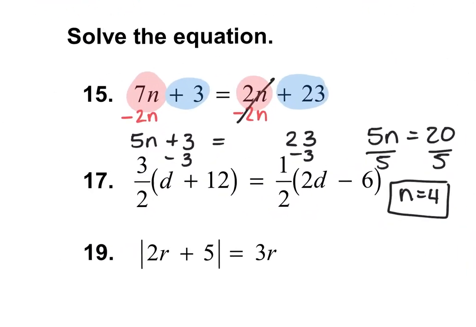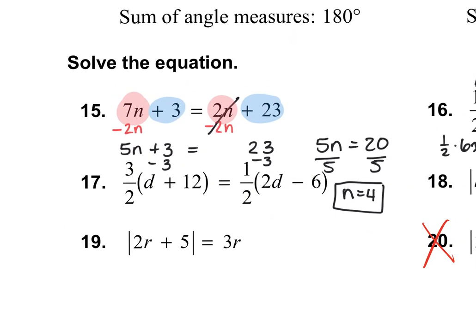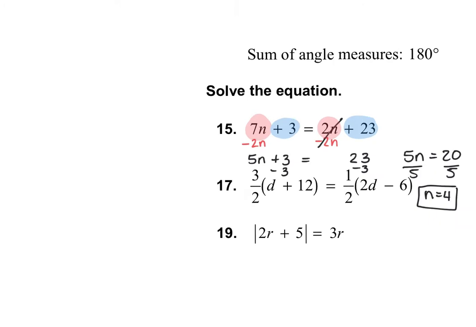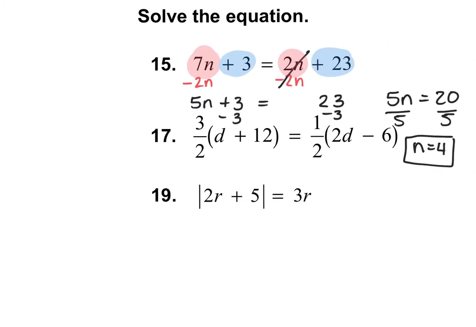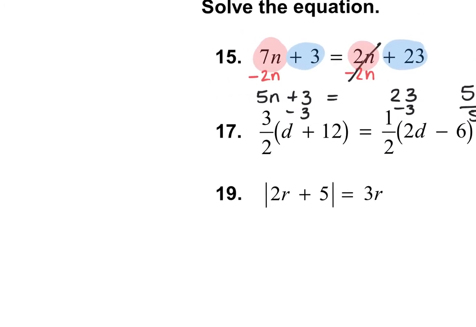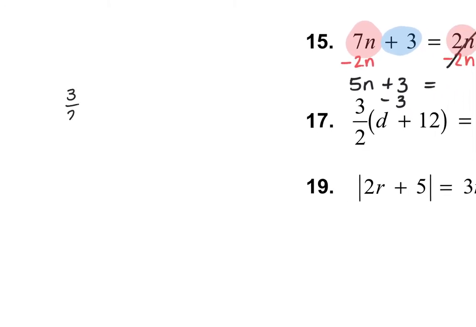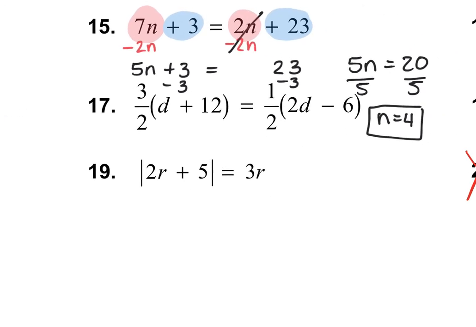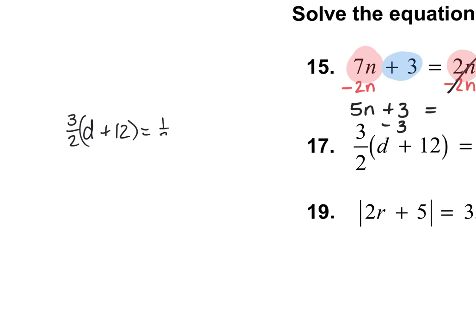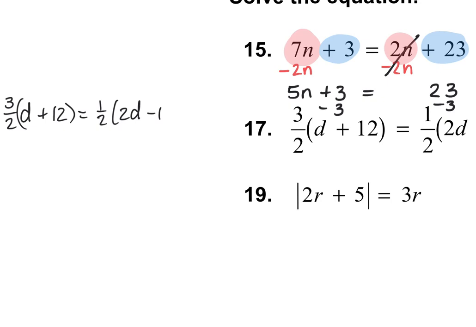Okay, let's keep going, guys. Number 17. I'm going to rewrite it over here just because I need more space. So 3/2 times (d plus 12) equals 1/2 times (2d minus 6).